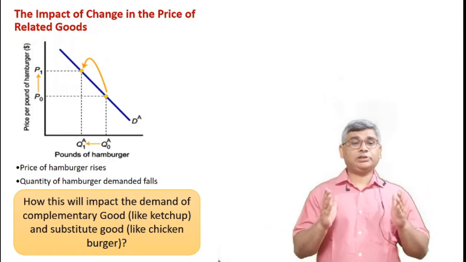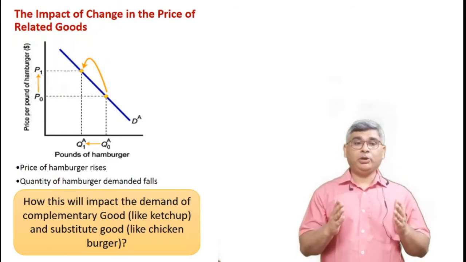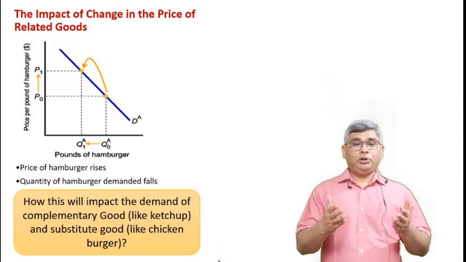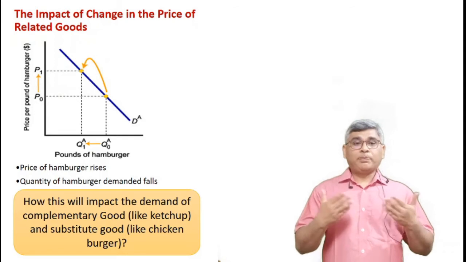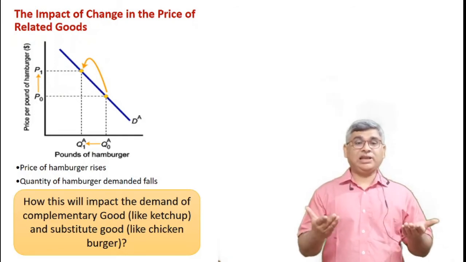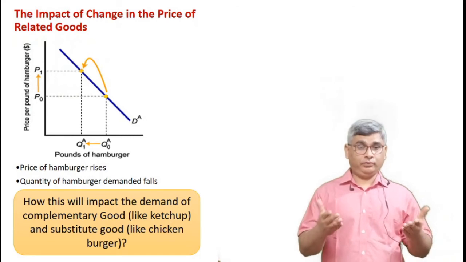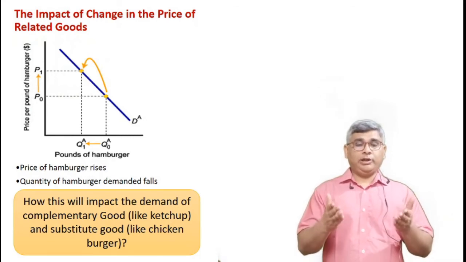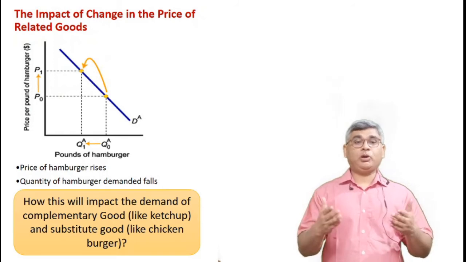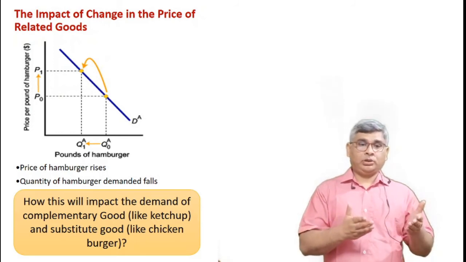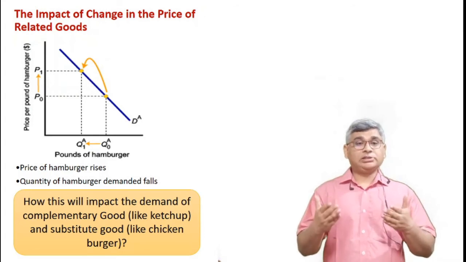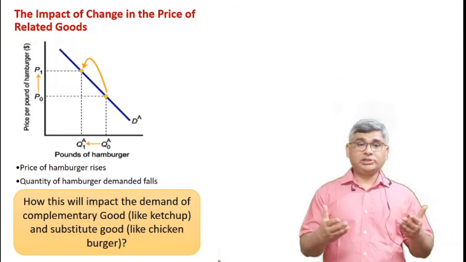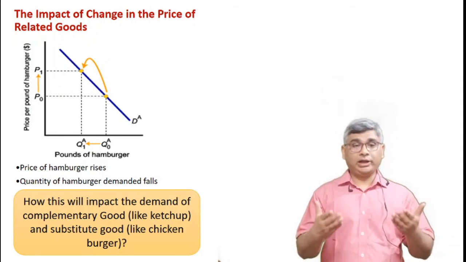So now let us see, say for example, if the price of the hamburger increases from P0 to P1, what will happen to these two products? That is, one is the complementary product and another one is the substitute product. Now as the price increases, obviously the demand will fall for this hamburger. Initially the demand is Q0A, but because of this increase, the demand for the hamburger will fall to Q1A. We say that there is a change in the quantity demanded, and this is happening just because of the price of the hamburger.